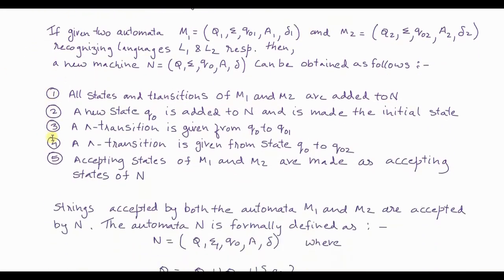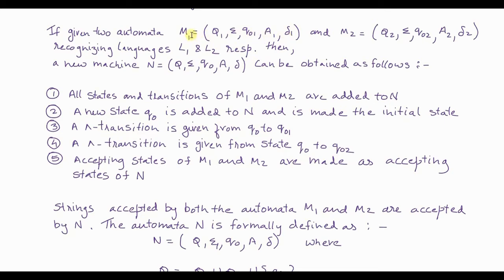Now further, we will try to design an automata and show that for the resultant language there also exists an automata. So if we are given two automatas, let's say capital N1, which is nothing but Q1, sigma, Q01, A1, del.